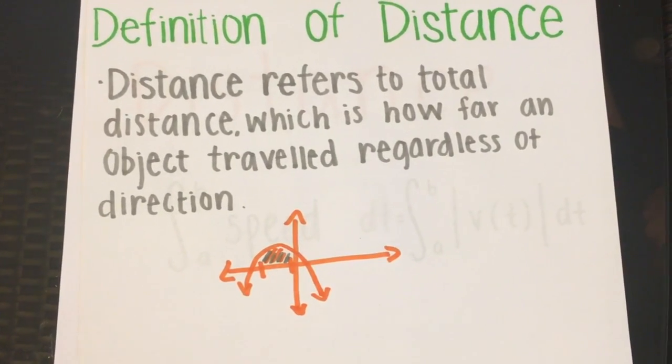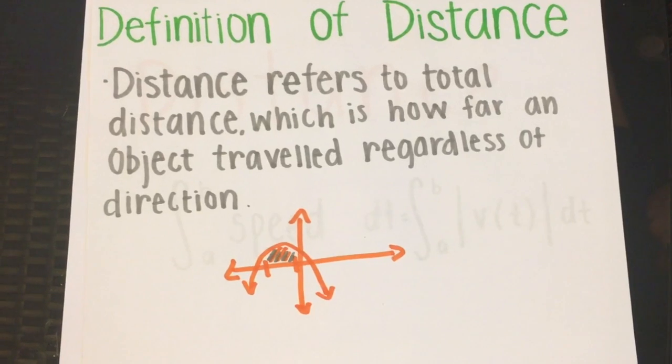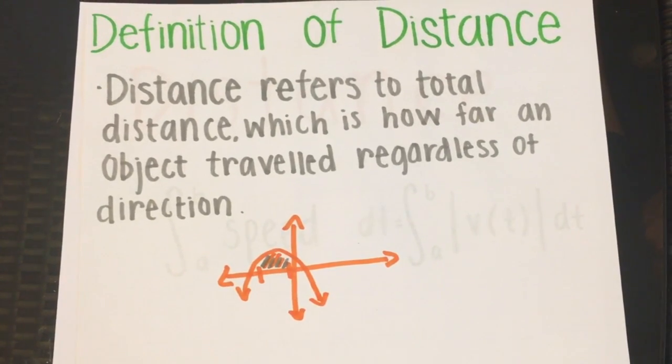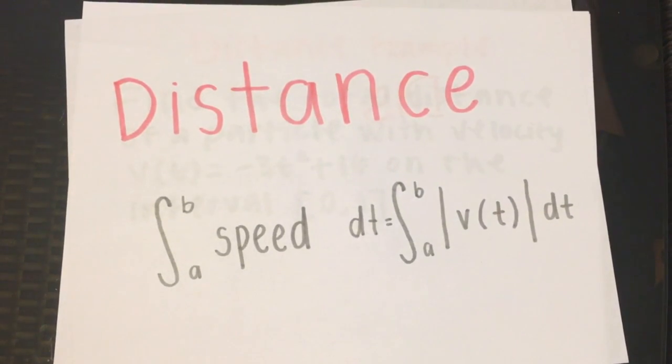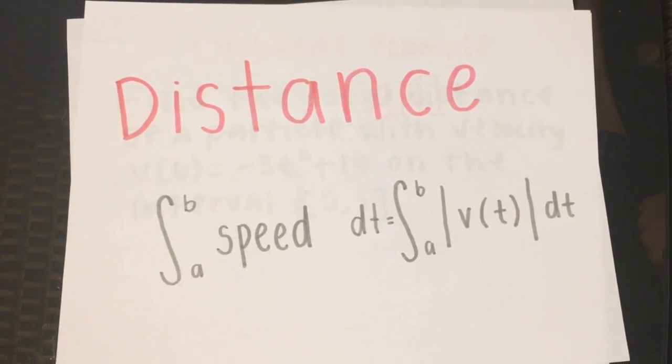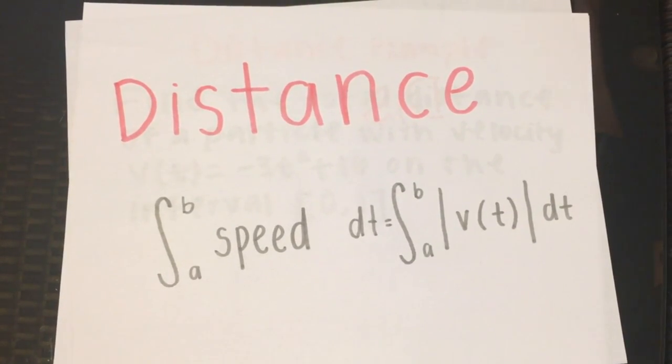Definition of distance. Distance refers to total distance, which is how far an object traveled regardless of direction. The formula for distance is the integral from a to b of your speed, or the integral from a to b of the absolute value of your velocity.